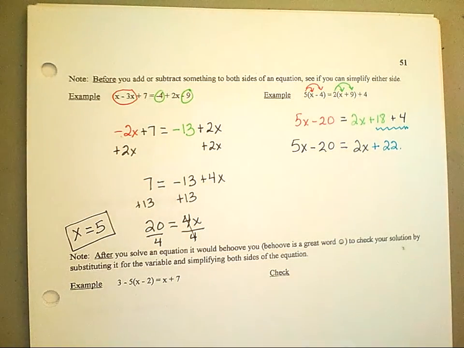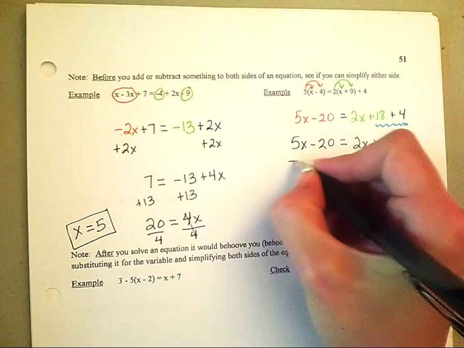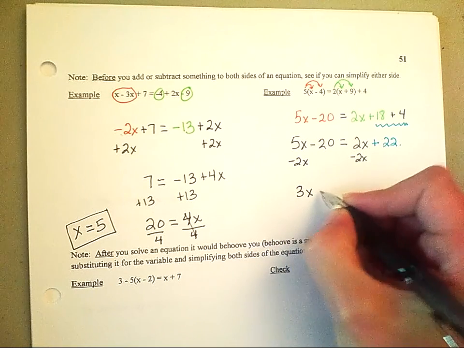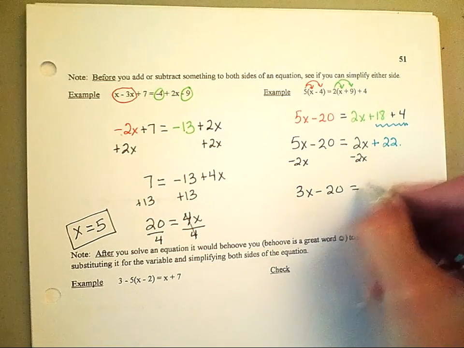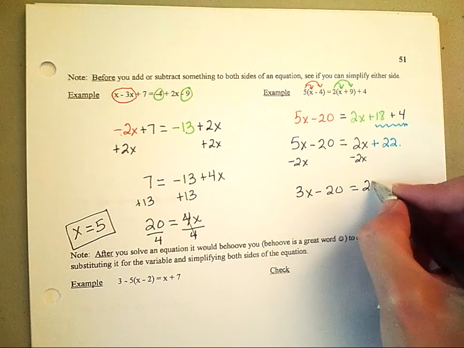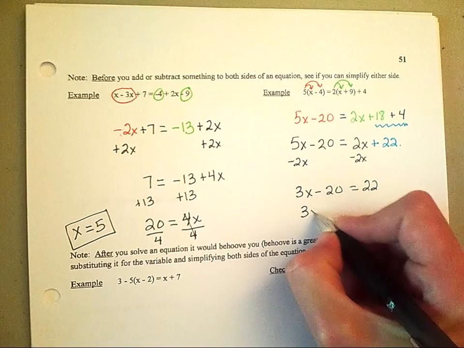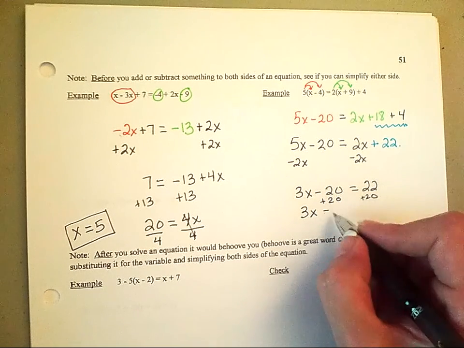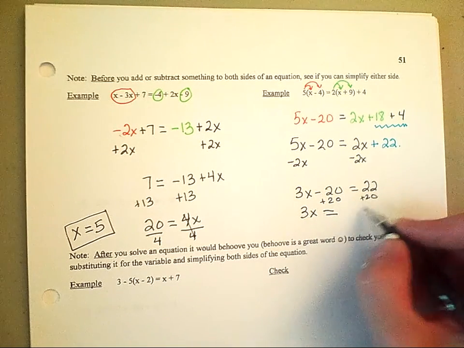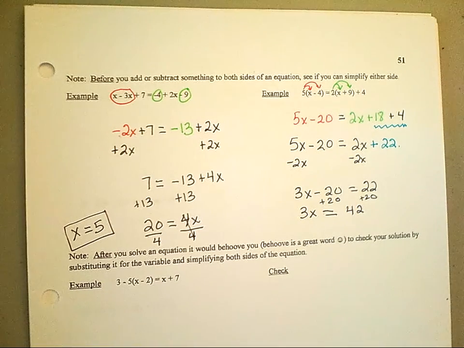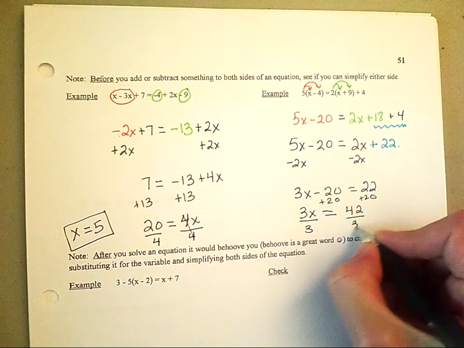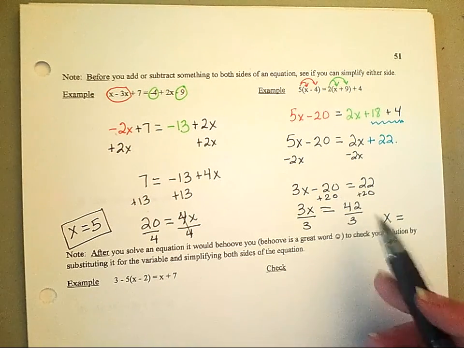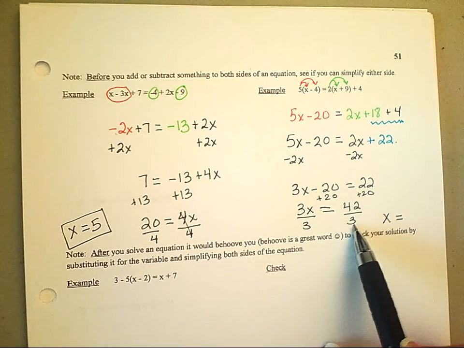Now we can solve for x, so let's subtract 2x's from both sides. So 5x minus 2x's is 3x's. The minus 20 stays. This goes to 0, and we have 22. So 3x's, now let's add 20 to both sides. So 3x's is equal to 42. And dividing by 3, we'll have x is equal to, so now the question becomes, is 42 divisible by 3?